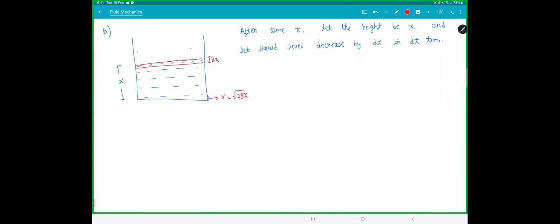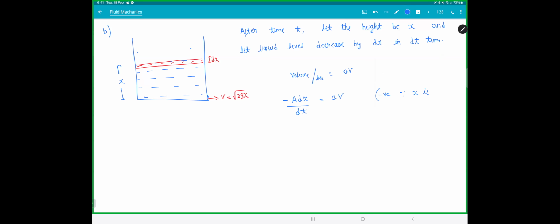So whatever liquid level decreases here, the same amount of liquid must have gone out from the hole at the bottom. So volume flow per second, we studied as an equation of continuity. So volume per second is area into velocity. This comes from the equation of continuity. So how much is the volume that is flowing out? A into dx, that is the volume, minus sign, by dt is A into v, the negative sign because x is decreasing.